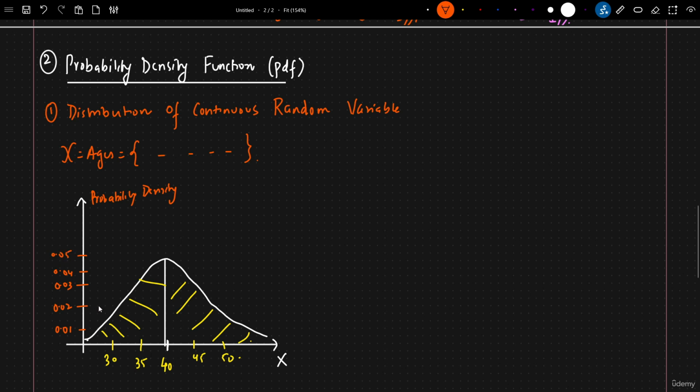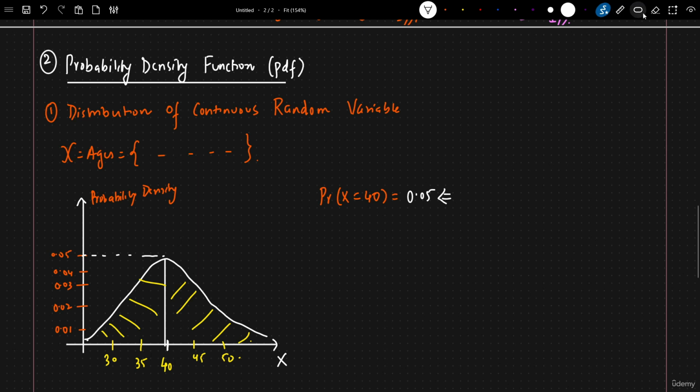Okay. Now, when I say the probability of the random variable x equal to 40, by constructing this and populating it, I'm getting a value of 0.05. What does this basically mean? Does it mean that the probability of the random variable being equal to 40 is 5%? No, it does not mean that. This is where you really need to understand how this probability density is derived.